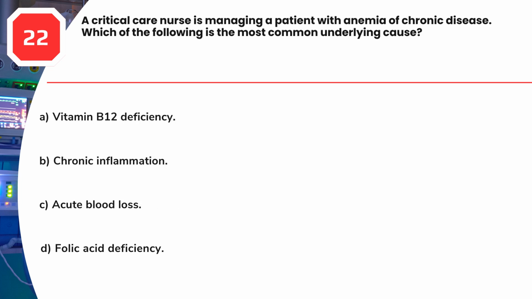Question 22. A critical care nurse is managing a patient with anemia of chronic disease. Which of the following is the most common underlying cause? A. Vitamin B12 deficiency. B. Chronic inflammation. C. Acute blood loss. D. Folic acid deficiency.